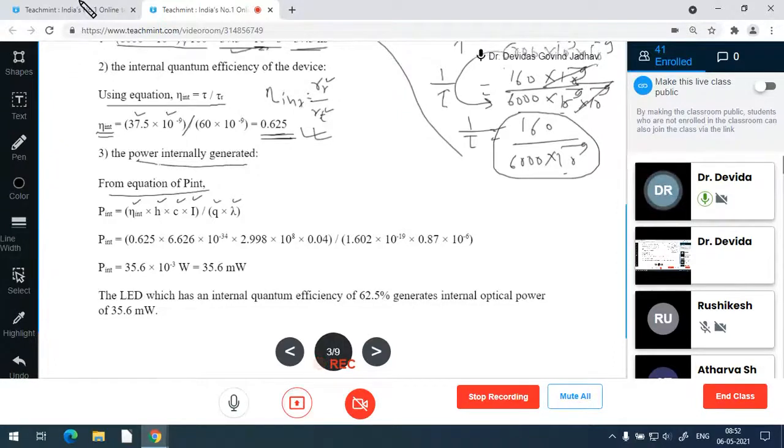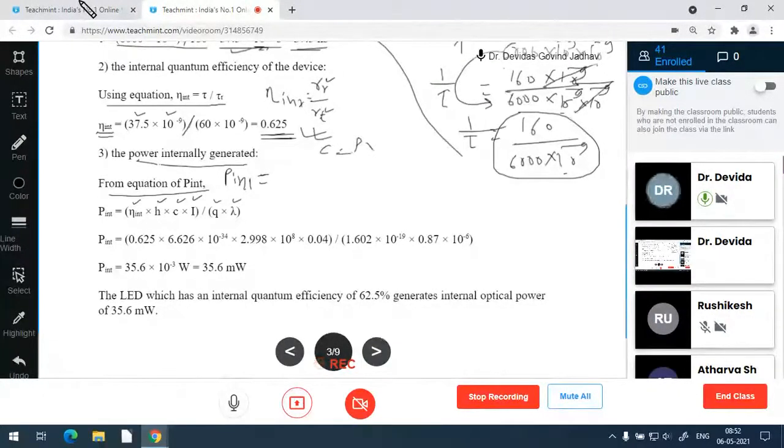H C I divided by Q lambda, because of the P internal equations. What are the P internal equations? As we know, C is equal to F lambda, so C by lambda is F. We can substitute C upon lambda for F.